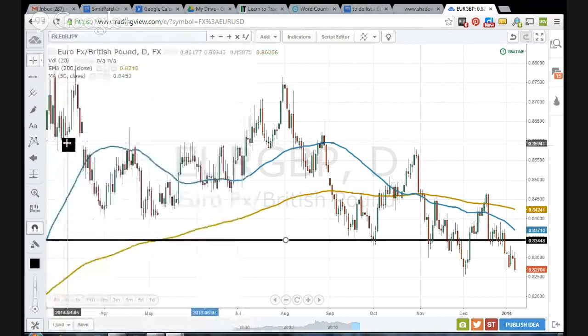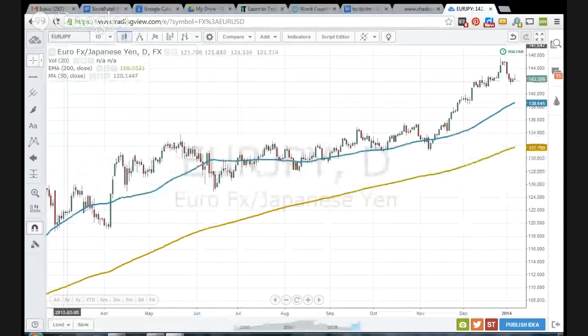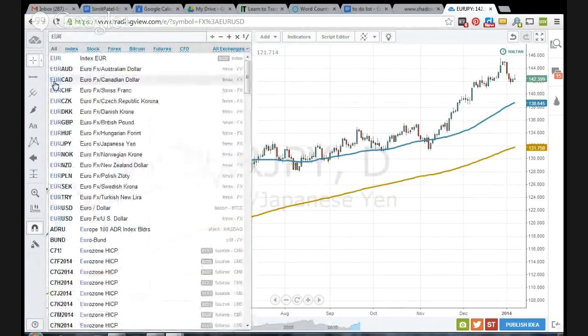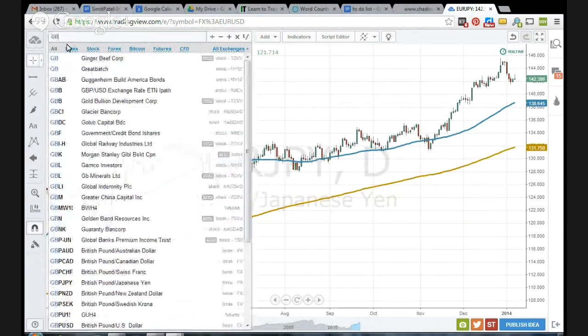And euro yen. Don't want another. This is still in a bull trend, so I don't want a more long euro position at the time. And that's all the euro pairs that we had on. Now we can go to the pound.